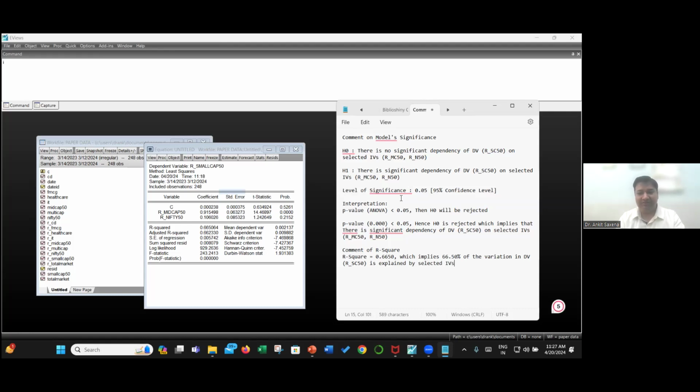In other words, 33.50% of the variation in my dependent variable is not explained by the selected independent variables. So there are some other variables which are explaining that, and we need to explore. We have captured only 66.50% of the variation of the dependent variable in my model, which is going to make sense. The maximum value of R-square will be 1, because it is basically the square of correlation, and the square of 1 will be 1.